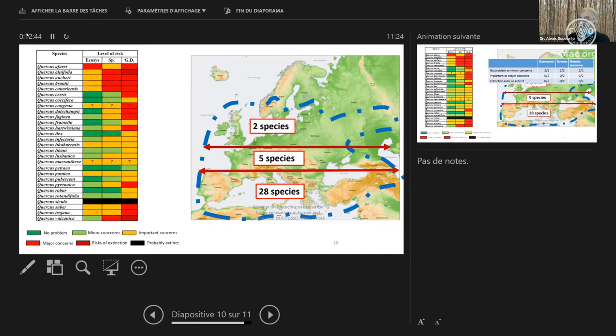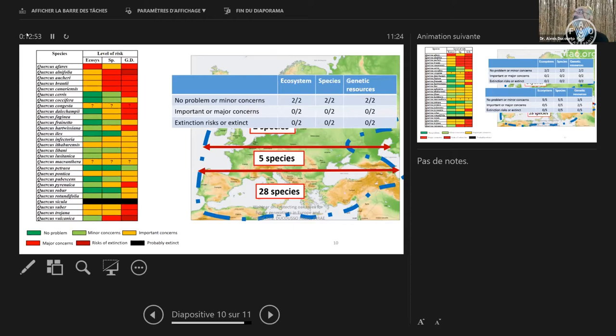And if we look at the different regions of Europe and the Middle East, for the northern part we have an indication of the problem with the number of species and the different risks: no problem, important or major concern, extinction risk or extent, at ecosystem level, species level, and genetic resource level. And we can see that there is no problem in the northern part of Europe.